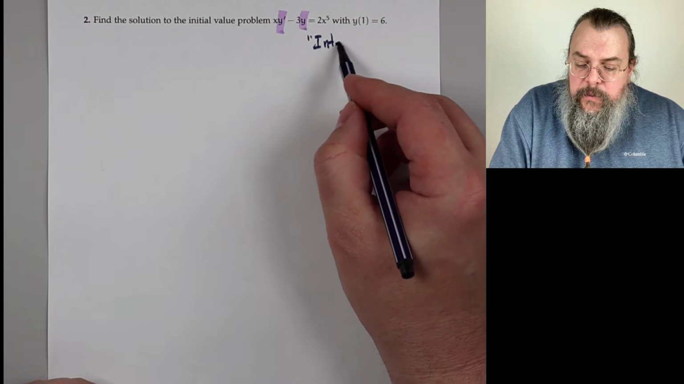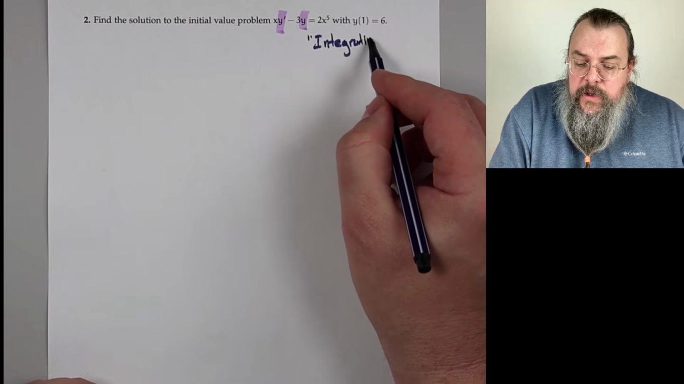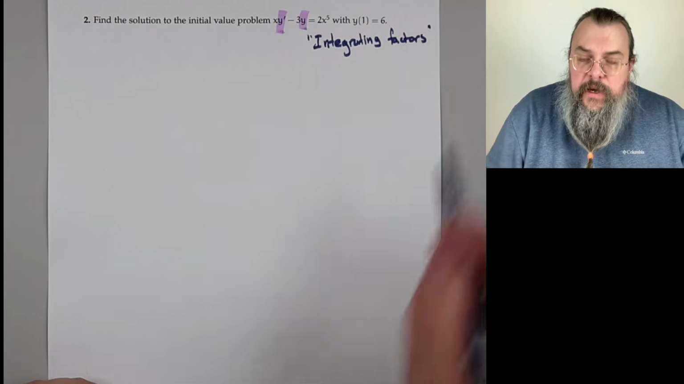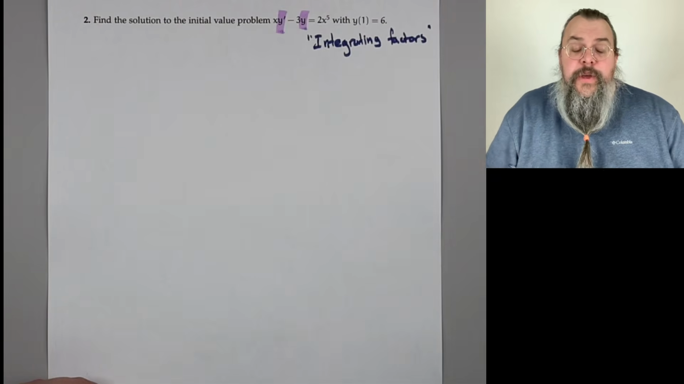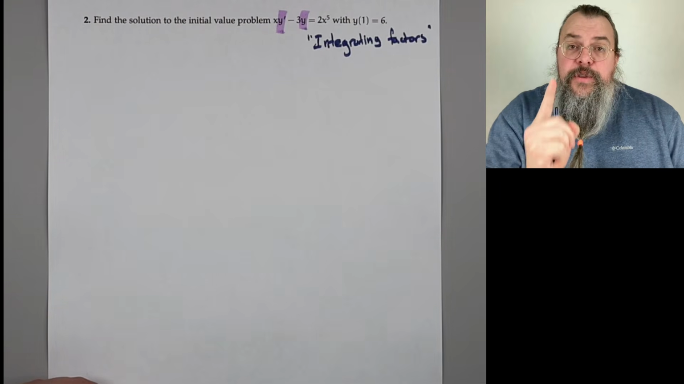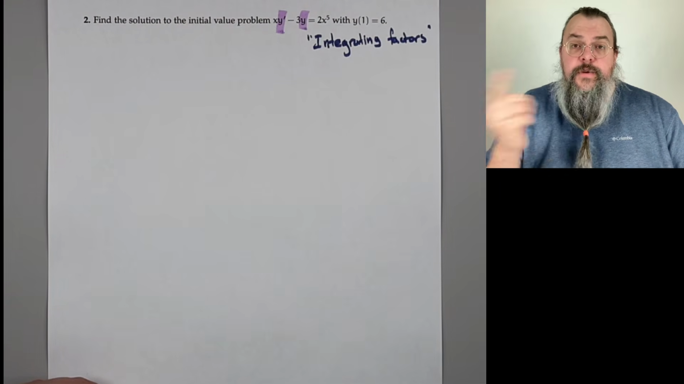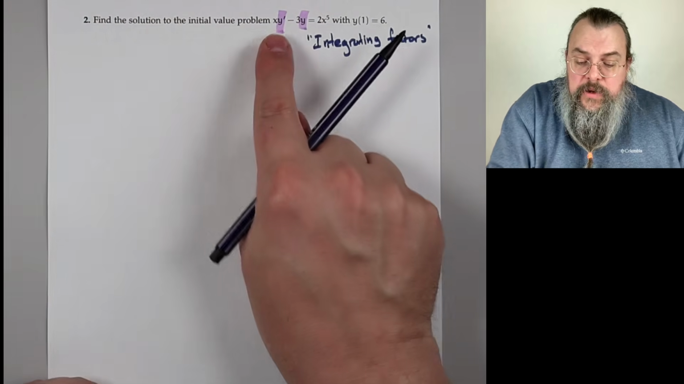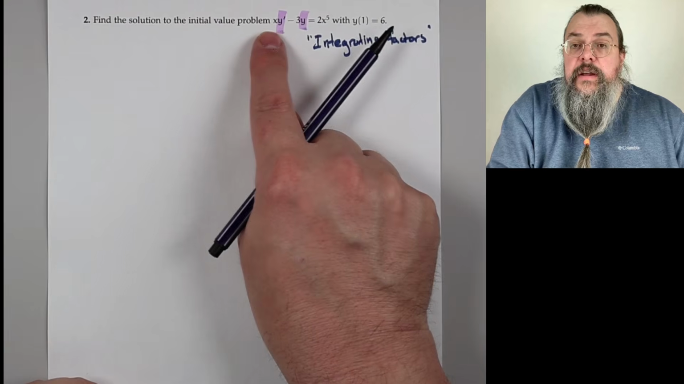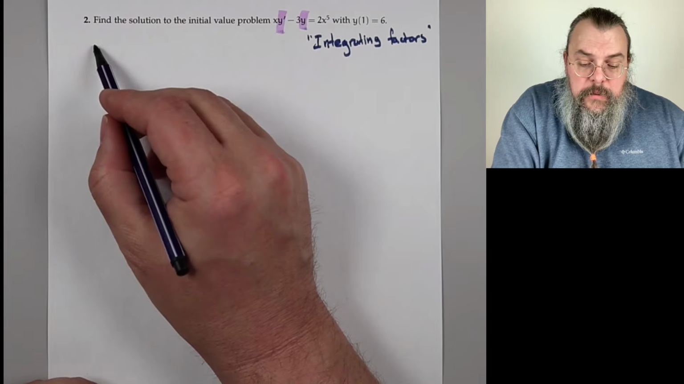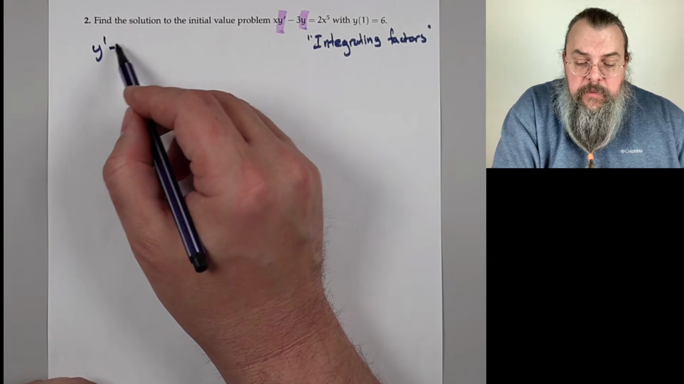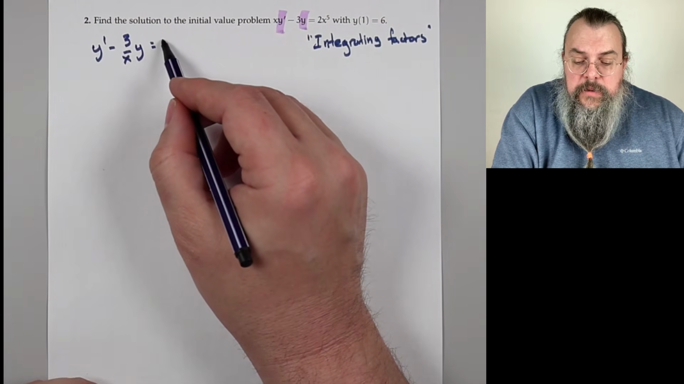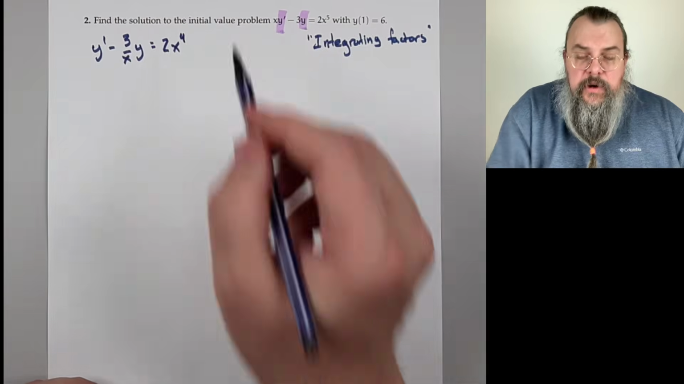All right, so what are we going to do? Well, we first put it in the right form. Now, what is the right form? You want to get the y prime term with a 1, and you want to make sure the y term is on the same side. So for us, it's not a 1 yet, it's an x, so we divide through by x. So we would say y prime minus 3 over x y is equal to 2x to the 4th.